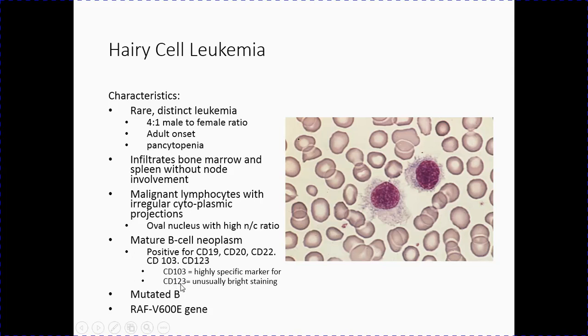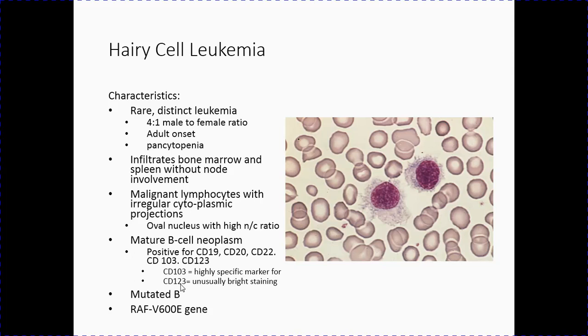And when you're staining for CD123, it's not so much the presence of CD123, but that it's an unusually bright staining of CD123 that's characteristic for hairy cell leukemia. As I said, these are mutated B cells, and the gene associated specifically with it, this is more for information, I can't imagine I would ever ask this, is the BRAF V600E gene. Again, this is a pretty rare disease, although it depends on where you work.